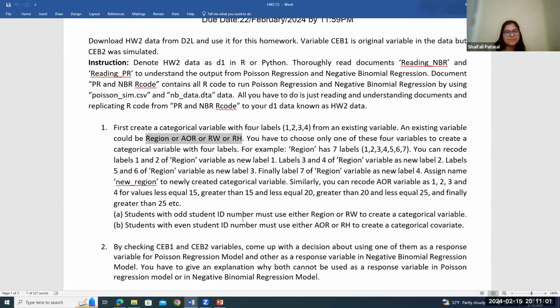So you have to use region or respondent weight to create a categorical variable which will have 4 levels. And those people who have an even student ID number must use AOR and RH to create a categorical variable. Remember, if your student ID and the variable do not match, automatically you will get 0.